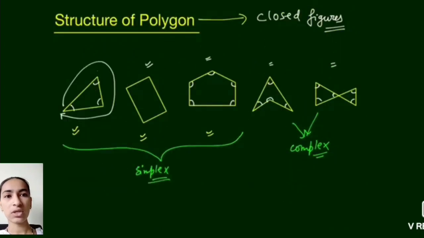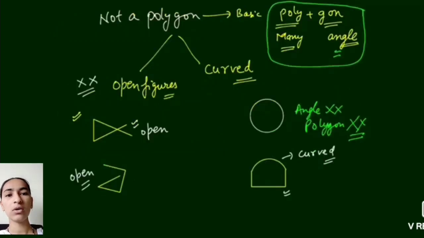Understand the structure of polygon, closed figure. What is the meaning of closed figure? Closed means it is not open from any side. Okay, now which are not polygons? If they have an open figure or any curve shape is there, then they are called not polygon. They are not polygon.